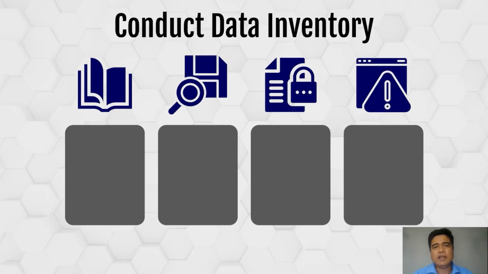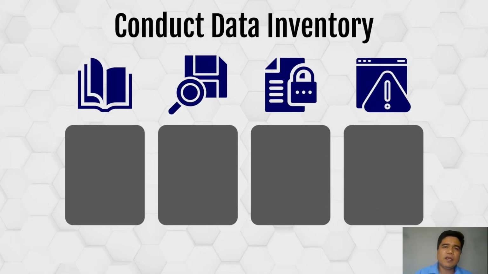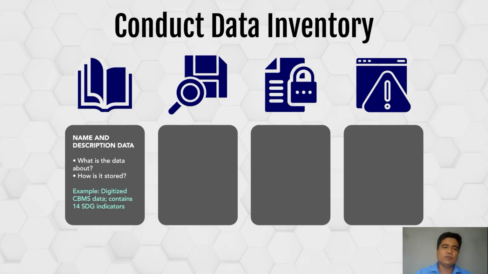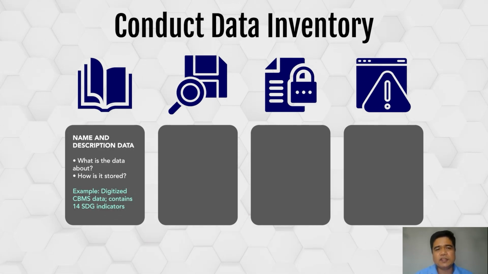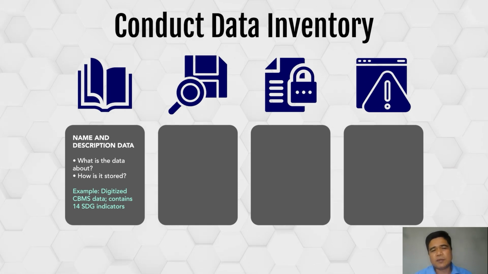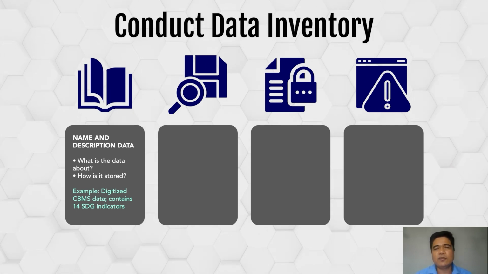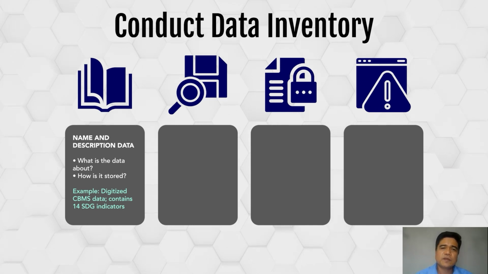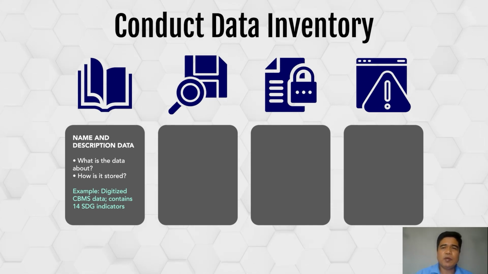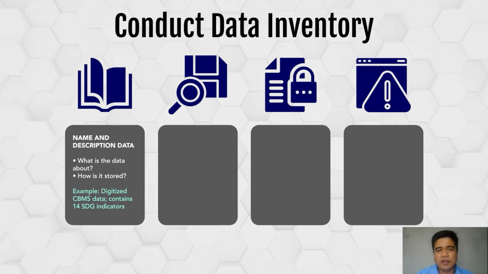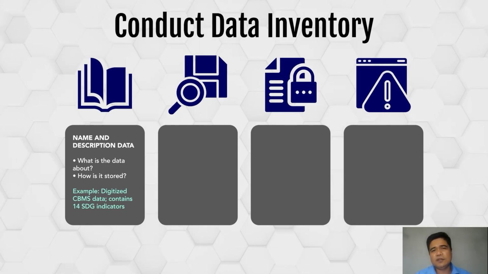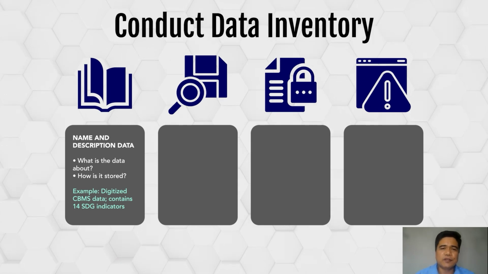So what are the data available? Here comes the conduct of data inventory. Generally, data inventory is a listing of the available data in the LGU. So it contains the name and description of the data, what it is about, how is it stored, and so on and so forth. Example is the CBMS, which could be digitized CBMS data and contains the 14 Sustainable Development Goal indicators.